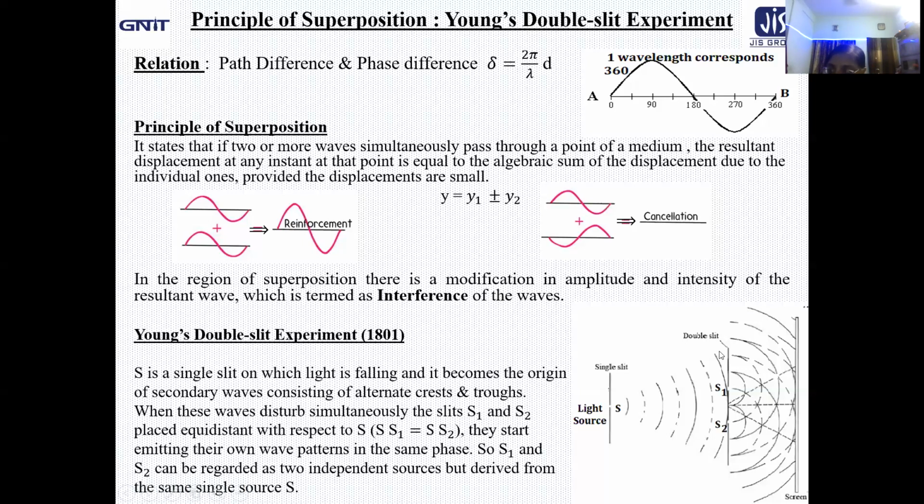Whereas if you look at these lines, say here or here, you will find S1's crest is superposing with S2's trough, or S1's trough is superposing with S2's crest. Similarly here, that means at different points along this line and along this line, two sets of wavefronts, one from S1 and the other from S2, are meeting in opposite phase. That means they are neutralizing each other's effect. The resultant amplitude will be y equal to y1 minus y2 according to the principle of superposition.